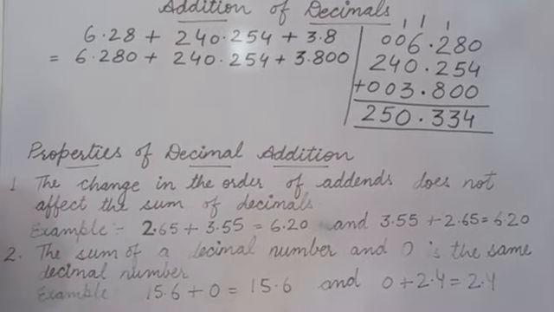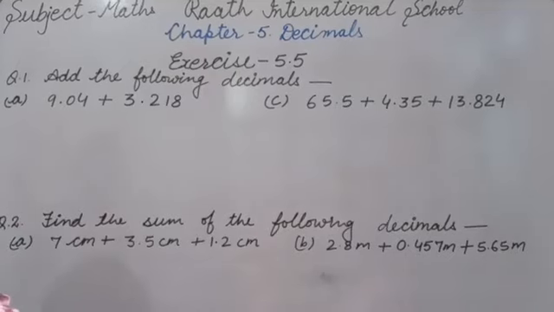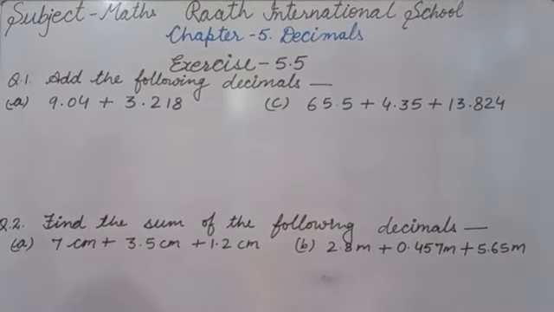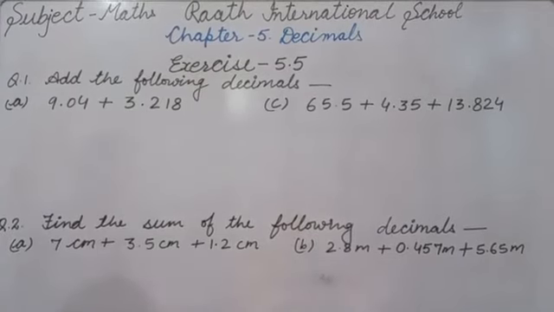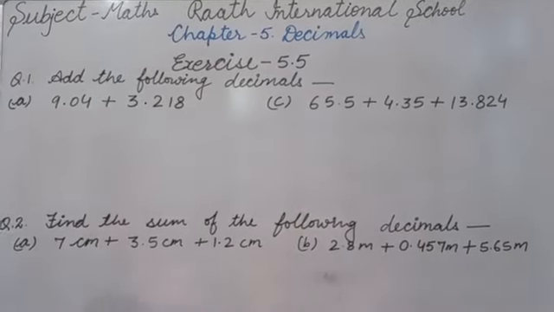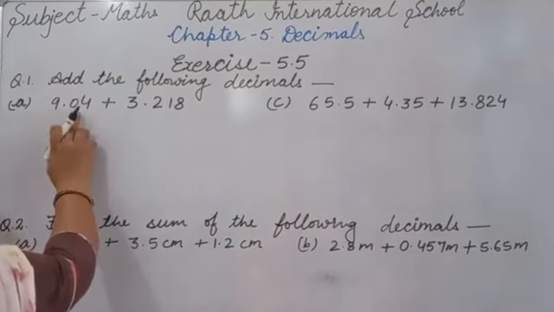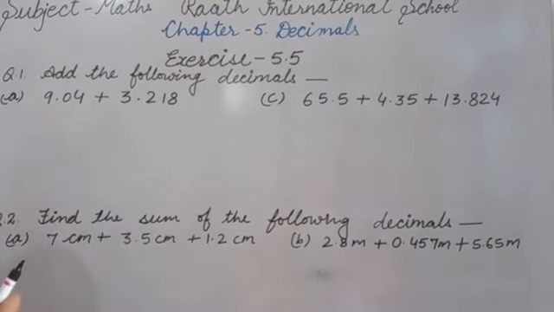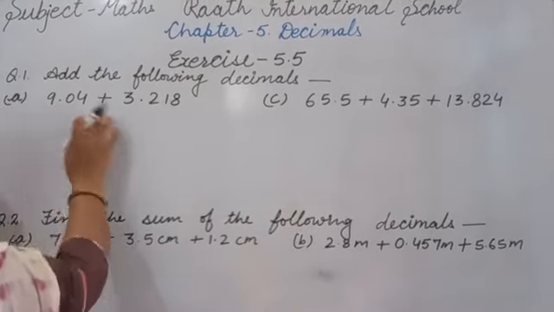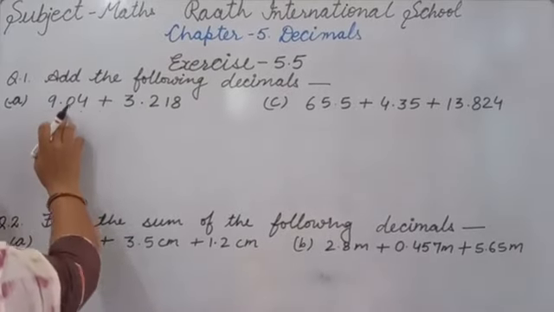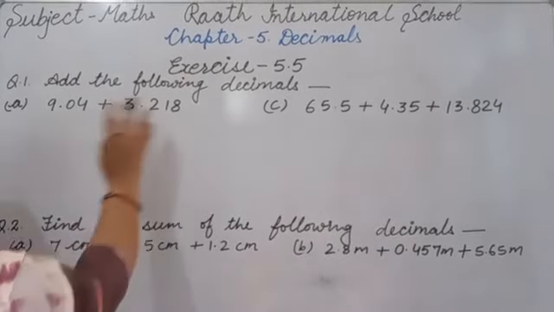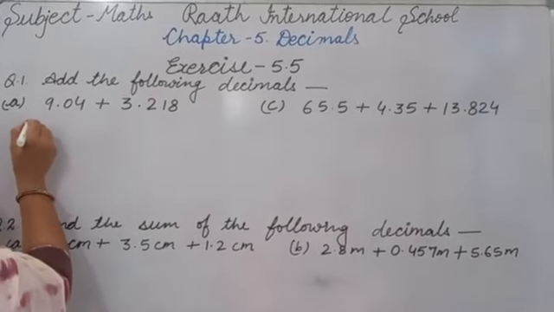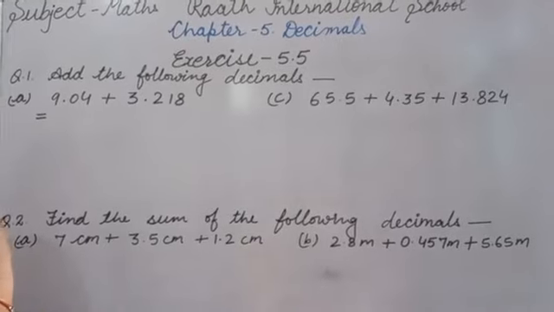Okay. Now we will start our exercise. Exercise 5.5, question number 1. Add the following decimals. You have to add these decimal numbers. So part A is 9.04 plus 3.218. First of all, as I told you, we first change them into like decimals. Here there are 2 decimal places and in the second number we have 3 decimal places. So in both we should make 3 decimal places.